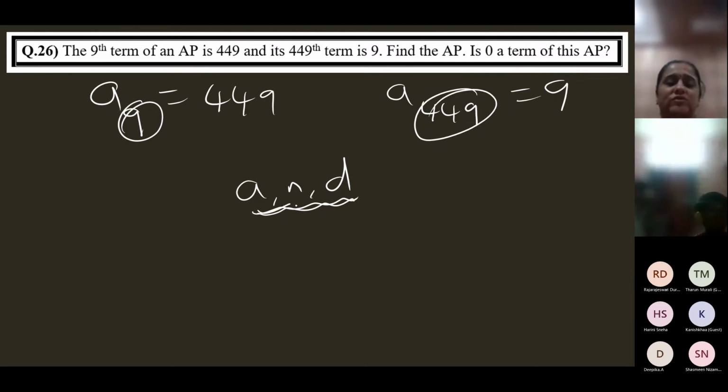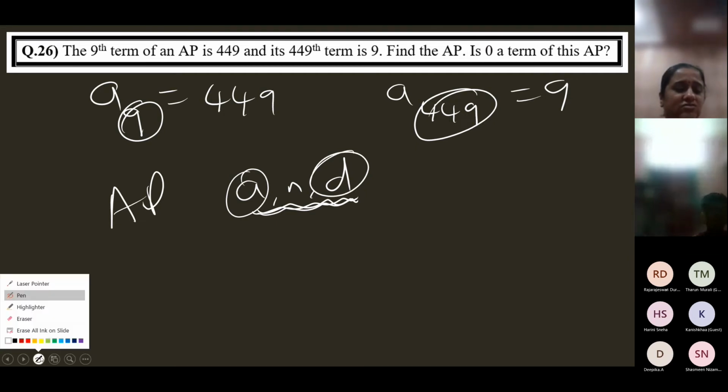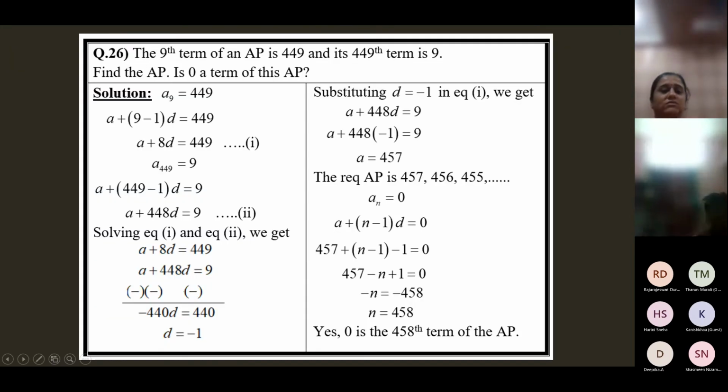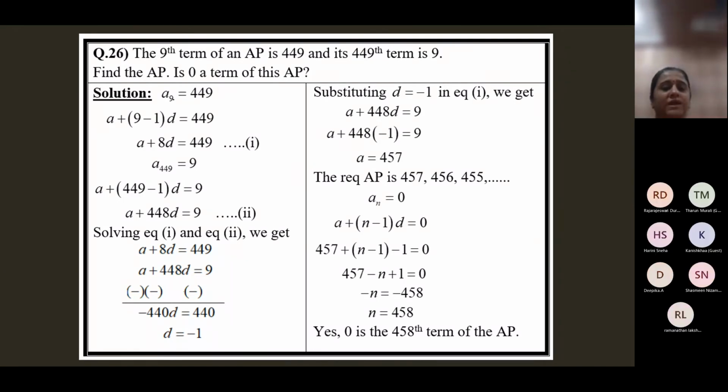So you should know the values of a, n and d. But here you know n, but you don't know a and d because you don't know the AP at all. So you'll get two equations in a and d. Solve and find the values of a and d. See here. So you get a9, so a plus n minus 1 into d. You get two equations. Solve the two equations and find the values of a and d.